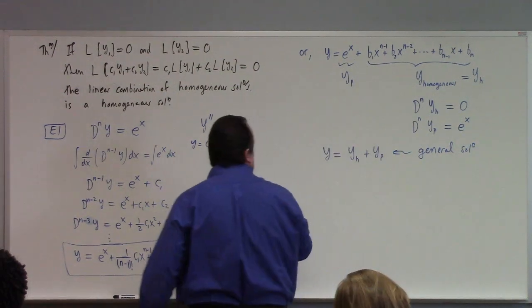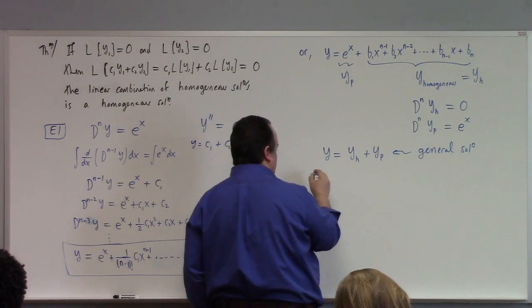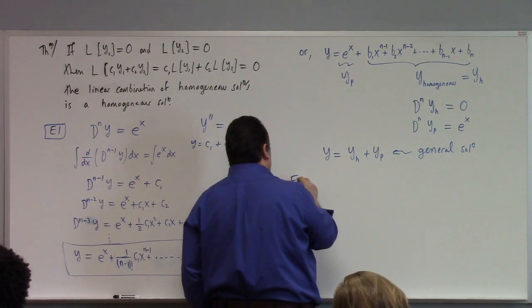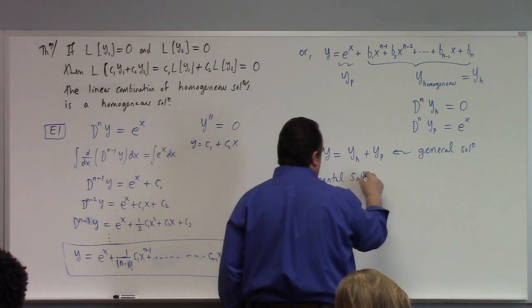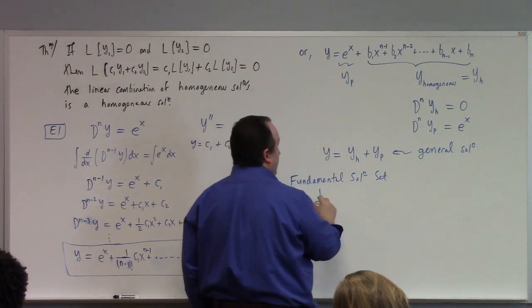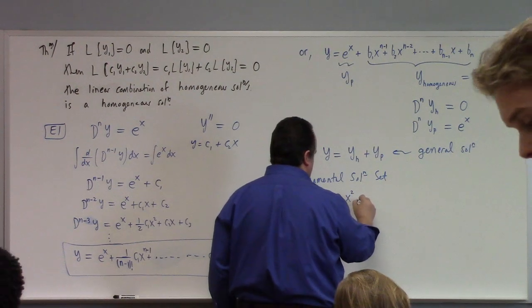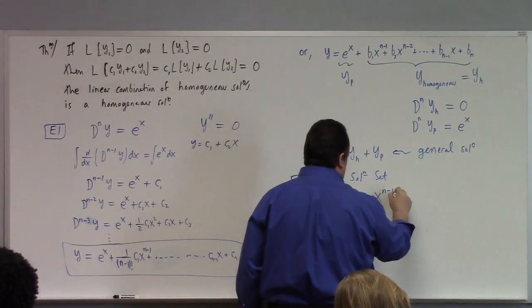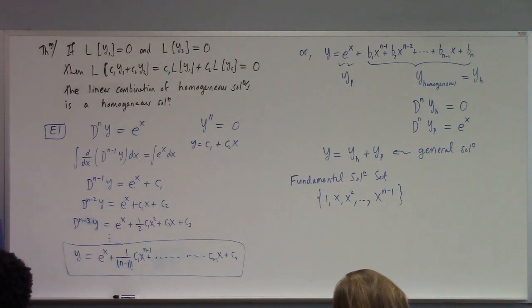And also in this example, just to finish illustrating the ideas we're going to talk about more systematically here, the fundamental solution set for this problem are 1, x, x squared, all the way up to x to the n minus 1. Those are functions whose linear combination forms the homogeneous solution. Okay?